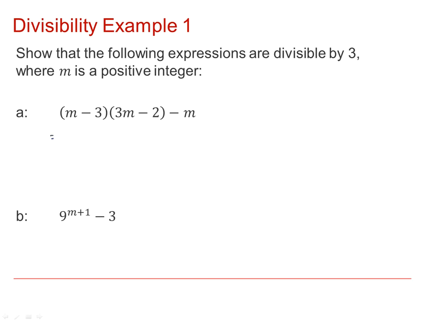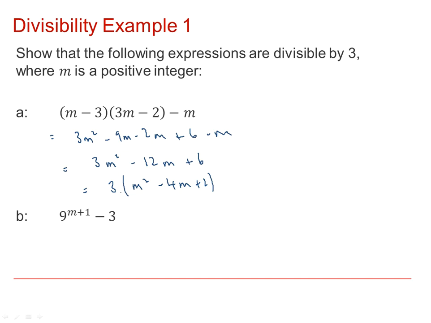The first one, we can multiply out the brackets, and of course we get 3m squared minus 9m minus 2m plus 6 and then minus m. And if we calculate what we've got in total there, that's 3m squared and a total of minus 12m plus 6. And we can factor 3 from that to give us 3 times (m squared minus 4m plus 2). And this is exactly what we mean by something being divisible by 3, that 3 is a factor of the expression. So we've proved it for the first one.